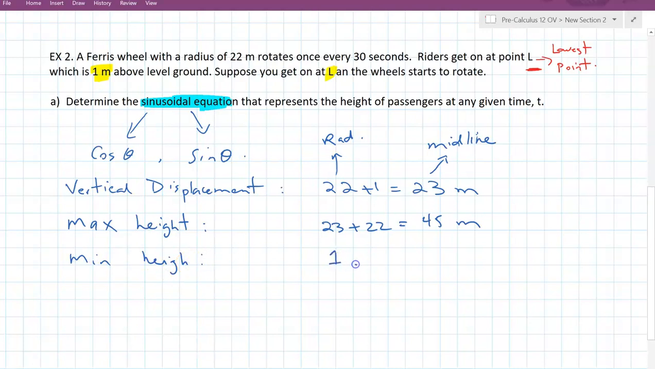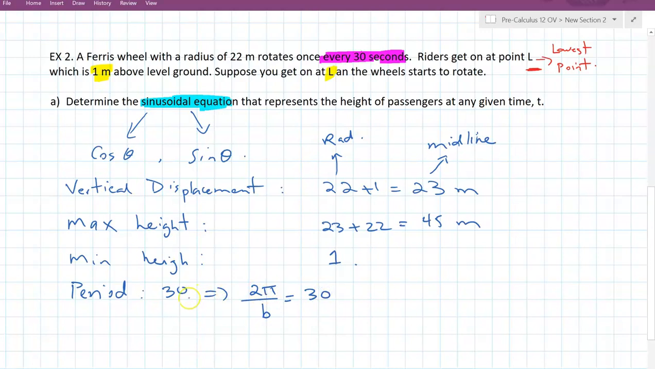Minimum height, it just tells you, is 1 meter above the ground. Excellent. The next thing we need is the period, because we need to write the function. The period of the function is every 30 seconds, so it's 30. It tells you the period is 30, but in the equation we need to come up with the value of b.